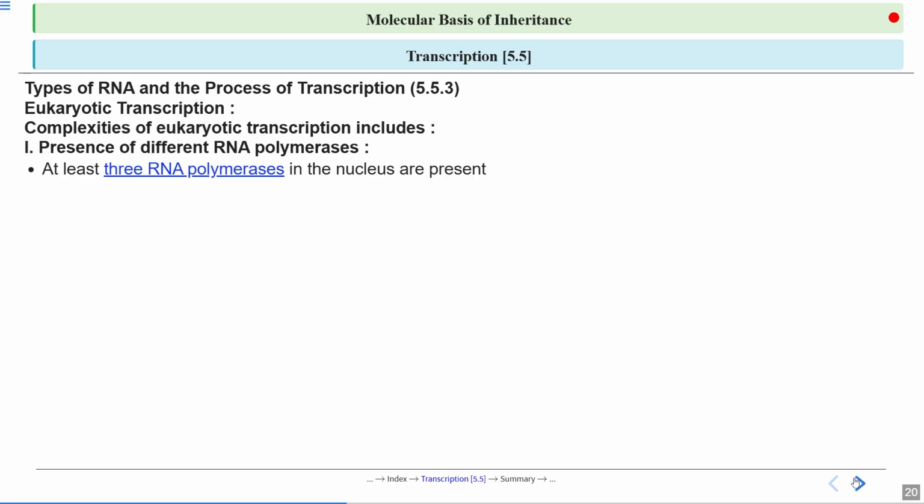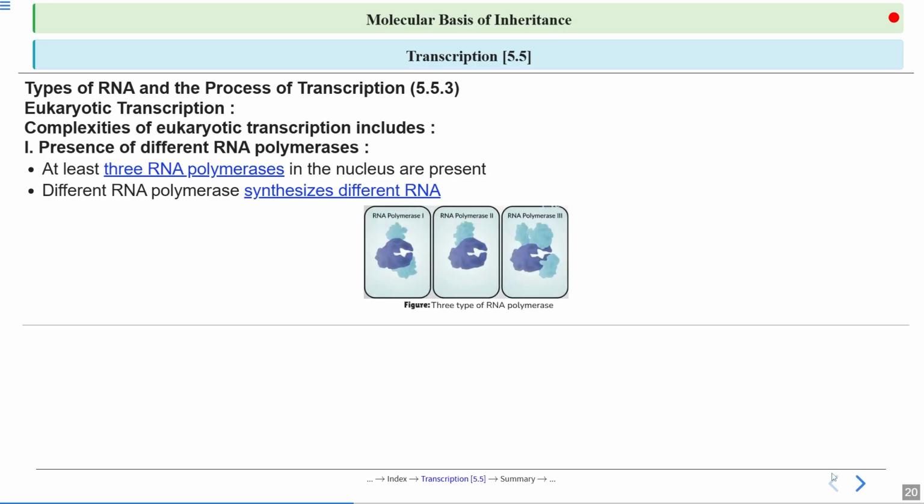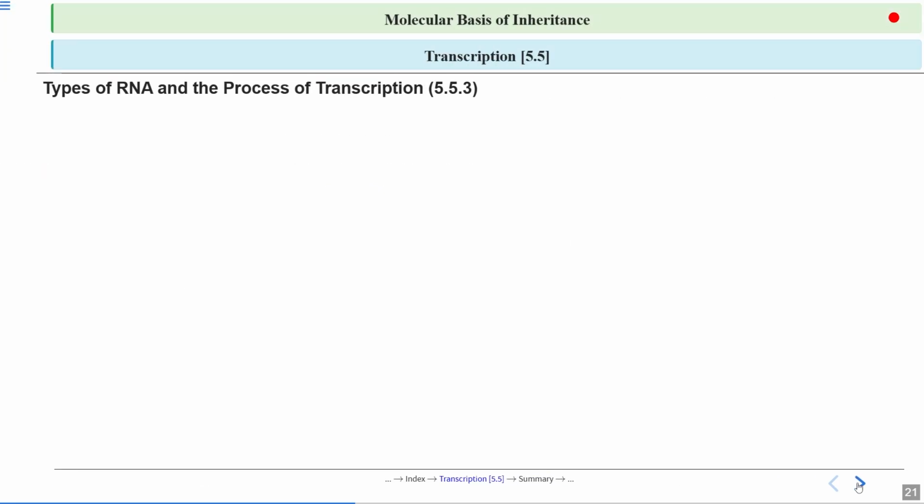So what does the complexity of eukaryotic transcription include? First is the presence of different RNA polymerases. At least 3 RNA polymerases are present in the nucleus. We have studied in prokaryotes that only one RNA polymerase makes all 3, mRNA, tRNA and rRNA. But in eukaryotes, there are at least 3 RNA polymerases in the nucleus. Different RNA polymerases synthesize different RNAs. So here are the 3 types: RNA polymerase 1, RNA polymerase 2 and RNA polymerase 3.